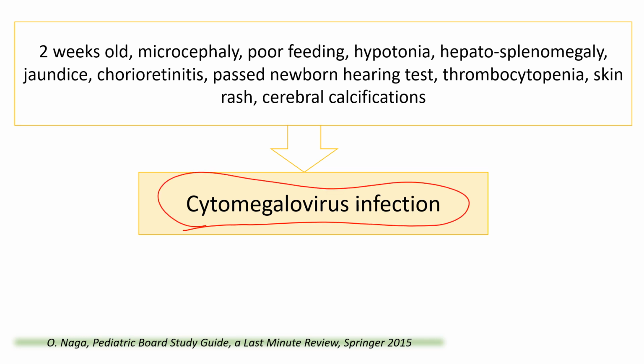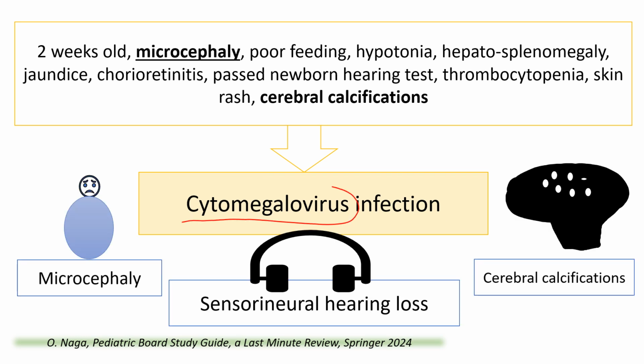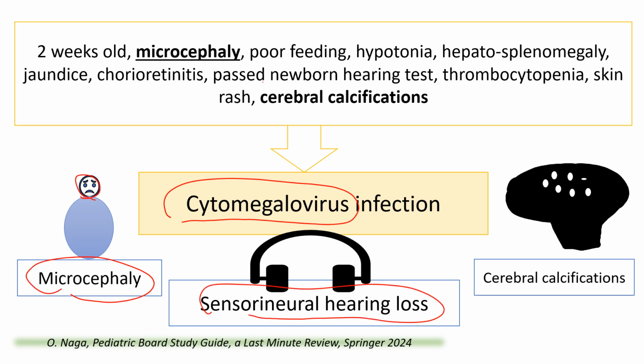Cytomegalovirus infection. Critical points to remember about congenital cytomegalovirus: microcephaly, sensorineural hearing loss, even if the infant or newborn passed the newborn hearing screen. These infants may develop the hearing loss over the years, and they need follow-up every year with audiologists until at least they are 6 years of age.